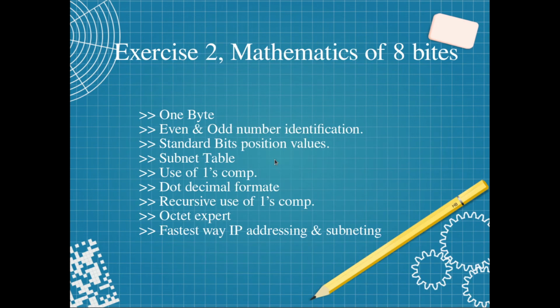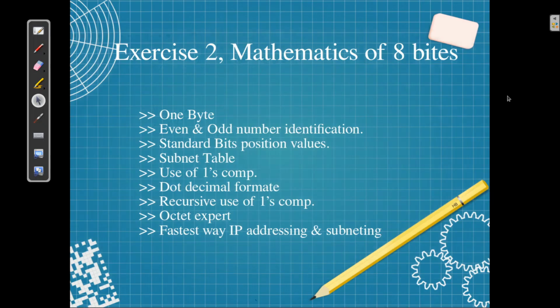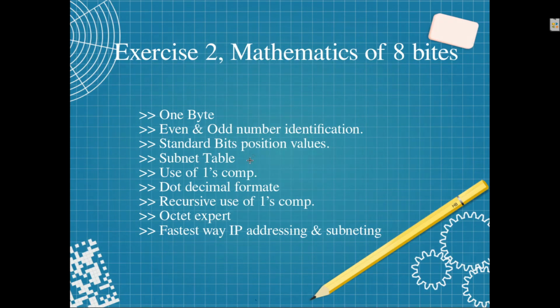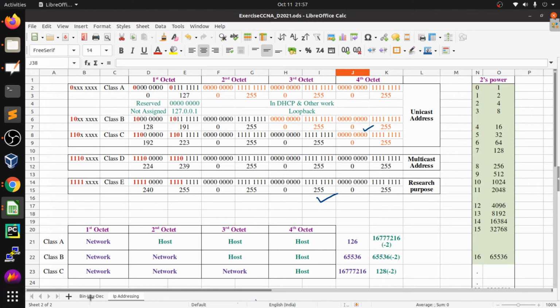Okay, now come to next: recursive use of one's complement. I told you I'm going to show you what that means. Let's understand these 2 points now. Recursive use of one's complement: if you keep on using it, you will get the even and odd number. If you keep on recursively using the one's complement of any number, you will get the 1 and 2 format. Let's see what that means.